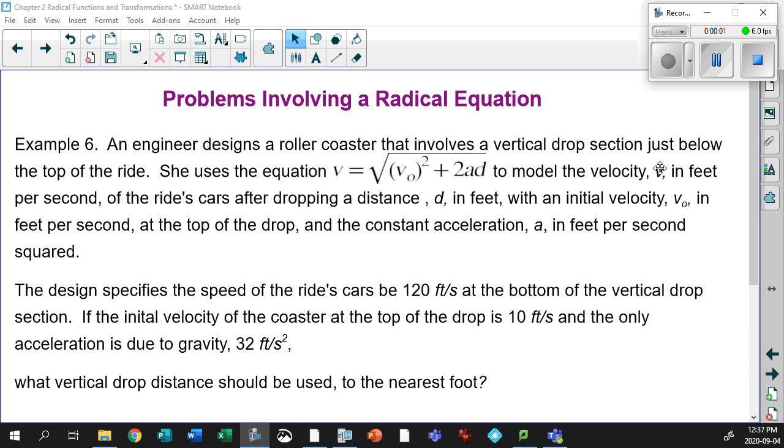Time for some practical application questions, right? So here are some problems involving radical equations. It says an engineer has to design a roller coaster.